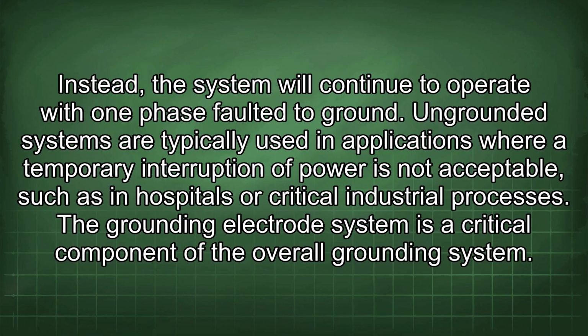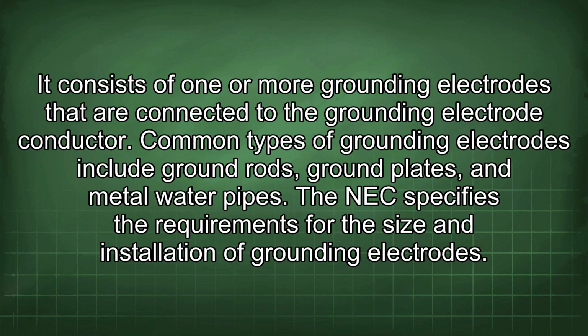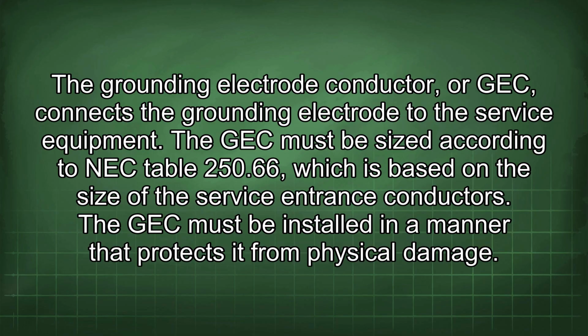The grounding electrode system is a critical component of the overall grounding system. It consists of one or more grounding electrodes that are connected to the grounding electrode conductor. Common types of grounding electrodes include ground rods, ground plates, and metal water pipes. The NEC specifies the requirements for the size and installation of grounding electrodes. The grounding electrode conductor, or GEC, connects the grounding electrode to the service equipment.